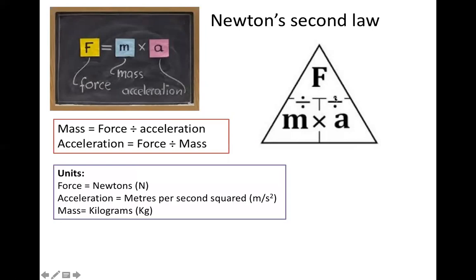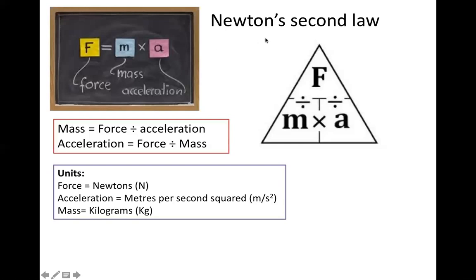I would like you to take down Newton's second law: F equals m times a, and then draw this triangle as well, F at the top and m and a at the bottom. This will help you with your formula. Please write down the units as well. For force it is newtons, for mass it is kilograms, for acceleration it is meter per second squared. Please take down F equals ma.